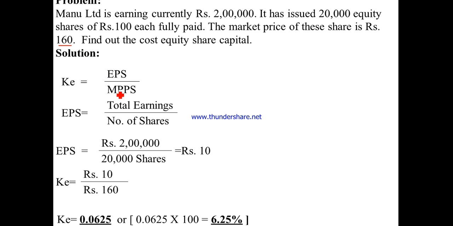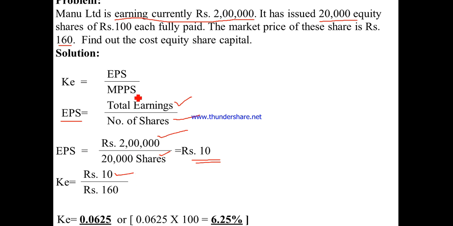The formula is EPS divided by MPPS. The EPS is not given here, so we have to calculate it. EPS equals total earning divided by number of shares. Total earning is given in the problem: Manu Limited is earning currently rupees 2 lakh. That is the total earning. Number of shares is 20,000. So 2 lakh divided by 20,000 shares is 10 rupees. Therefore earning per share is 10 rupees.